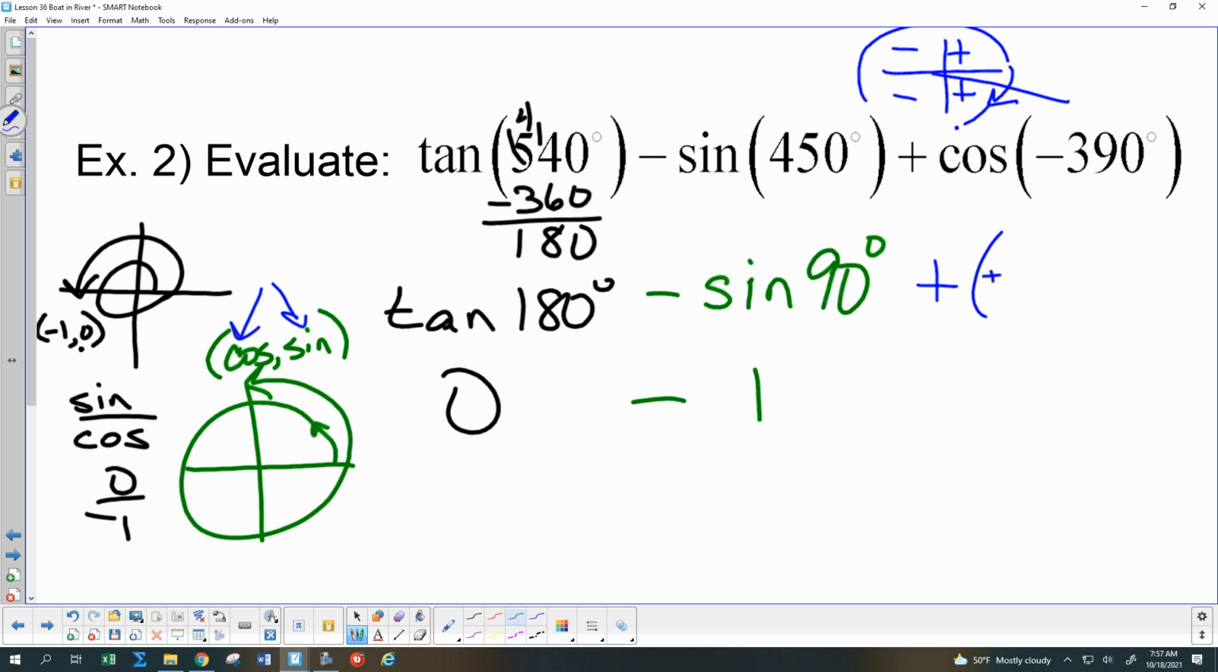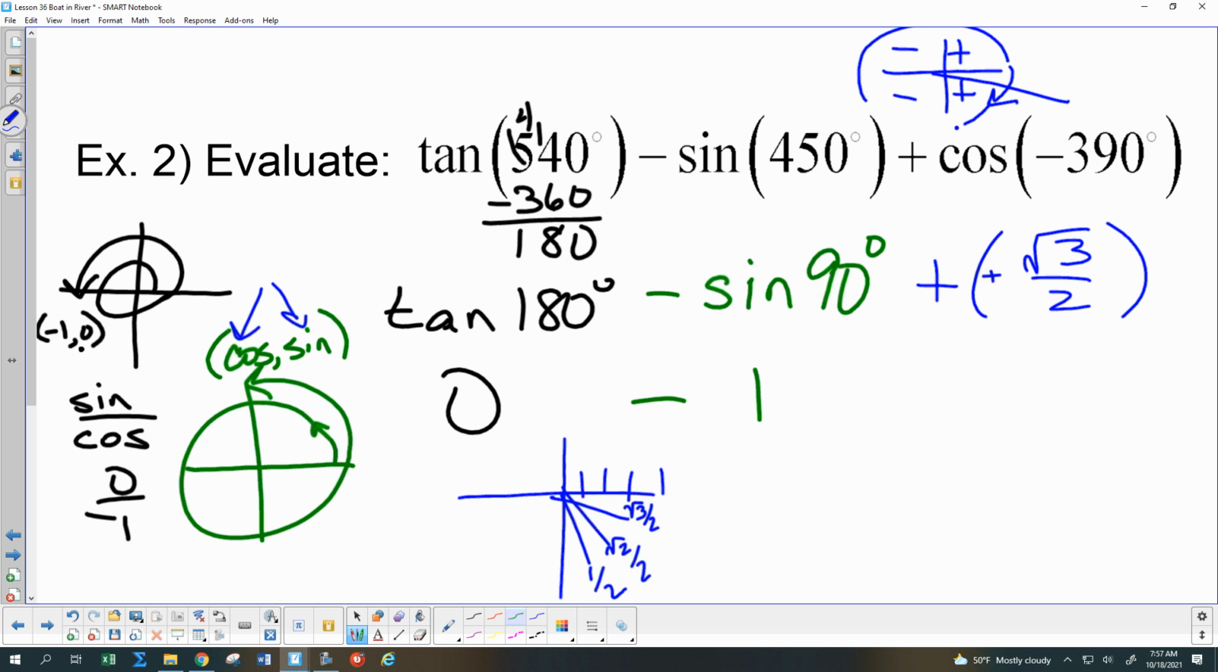If we remember that at that place on the unit circle, the x values are 1, root 3 over 2, root 2 over 2, and 1/2. So that's root 3 over 2. If I don't remember that, I draw a 30, 60, 90 triangle. So this is 30. This would be 1, 2, root 3. I do adjacent over hypotenuse, and I have root 3 over 2.